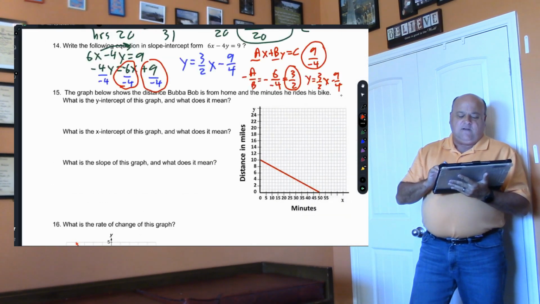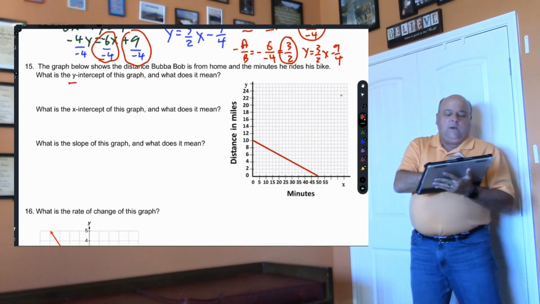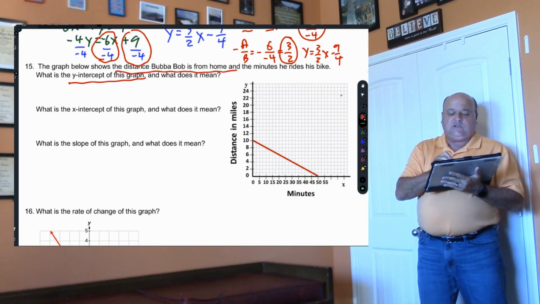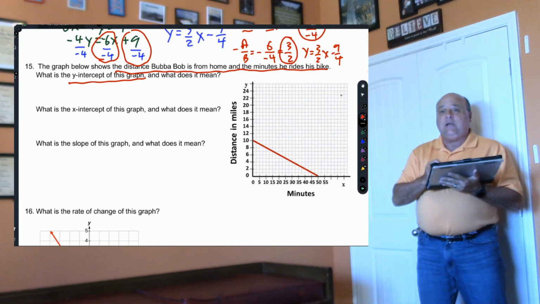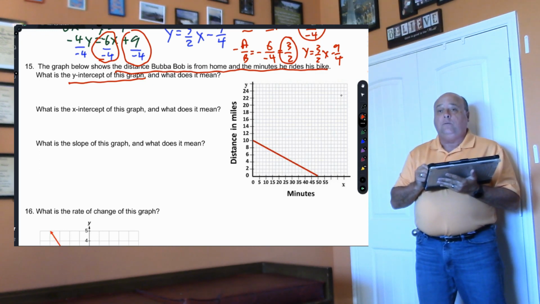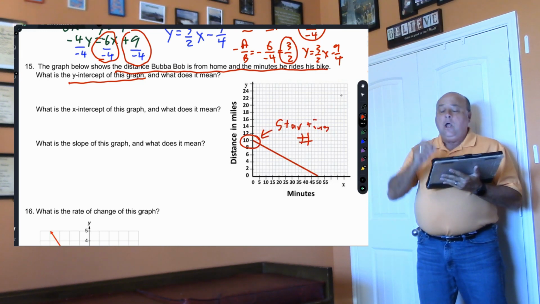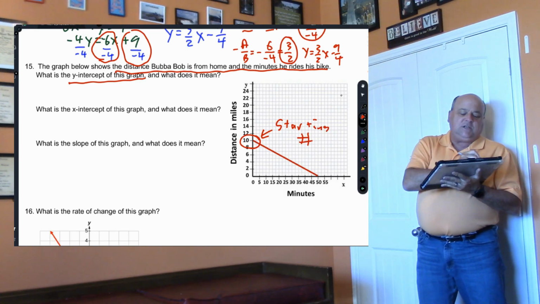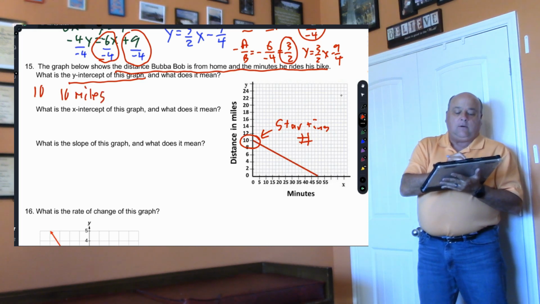Number 15, the fun continues. We're almost done. That's kind of sad. We want to know what the y-intercept of this graph is. Notice this is the distance Bubba Bob is from home as he rides on his bike. So as he rides his bike, he gets closer to home, doesn't he? He starts off right here. This is the starting number. On the STAR test, they'll use the initial amount. So the y-intercept is 10, and he's 10 miles from home at the start, right?